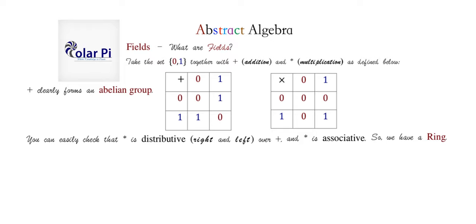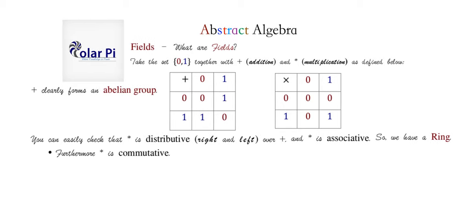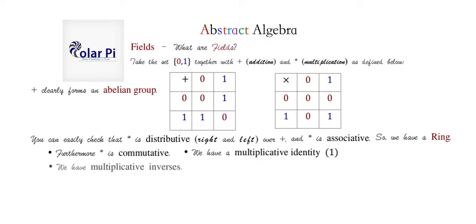So to see that we also have a field, we need to check that multiplication is commutative, and you can do that carefully if you'd like, but it is. This table shows that the multiplication is commutative, the second table. We also have a multiplicative identity, the number 1. And additionally, we have the last requirement for fields, which is multiplicative inverses. Now, when we're talking about fields and multiplicative inverses, we're talking about multiplicative inverses for the non-zero elements. So here, 1 is its own multiplicative inverse. Okay, cool.